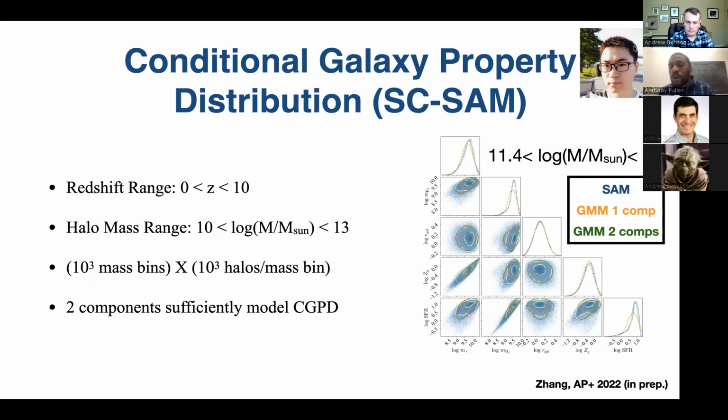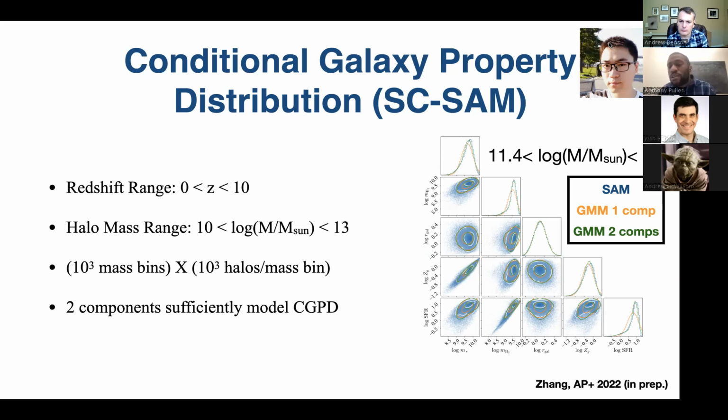However, in the project we're finishing up right now, we actually measured this distribution for a full redshift range, between z equals 0 to 10, and a halo log mass range of 10 to 13. So 1 million halos were simulated in order to do this, and 1 million halos were tracked at each redshift in order to simulate this distribution.